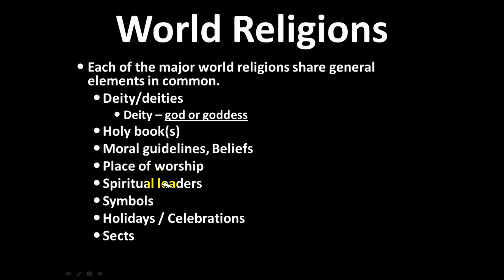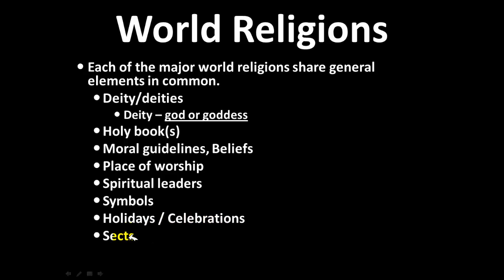All the religions have spiritual leaders. Some of them share spiritual leaders. The monotheistic religions share most of the same spiritual leaders. They all have religious symbols. They all have holidays and celebrations, and all of the religions that we're studying have sects.